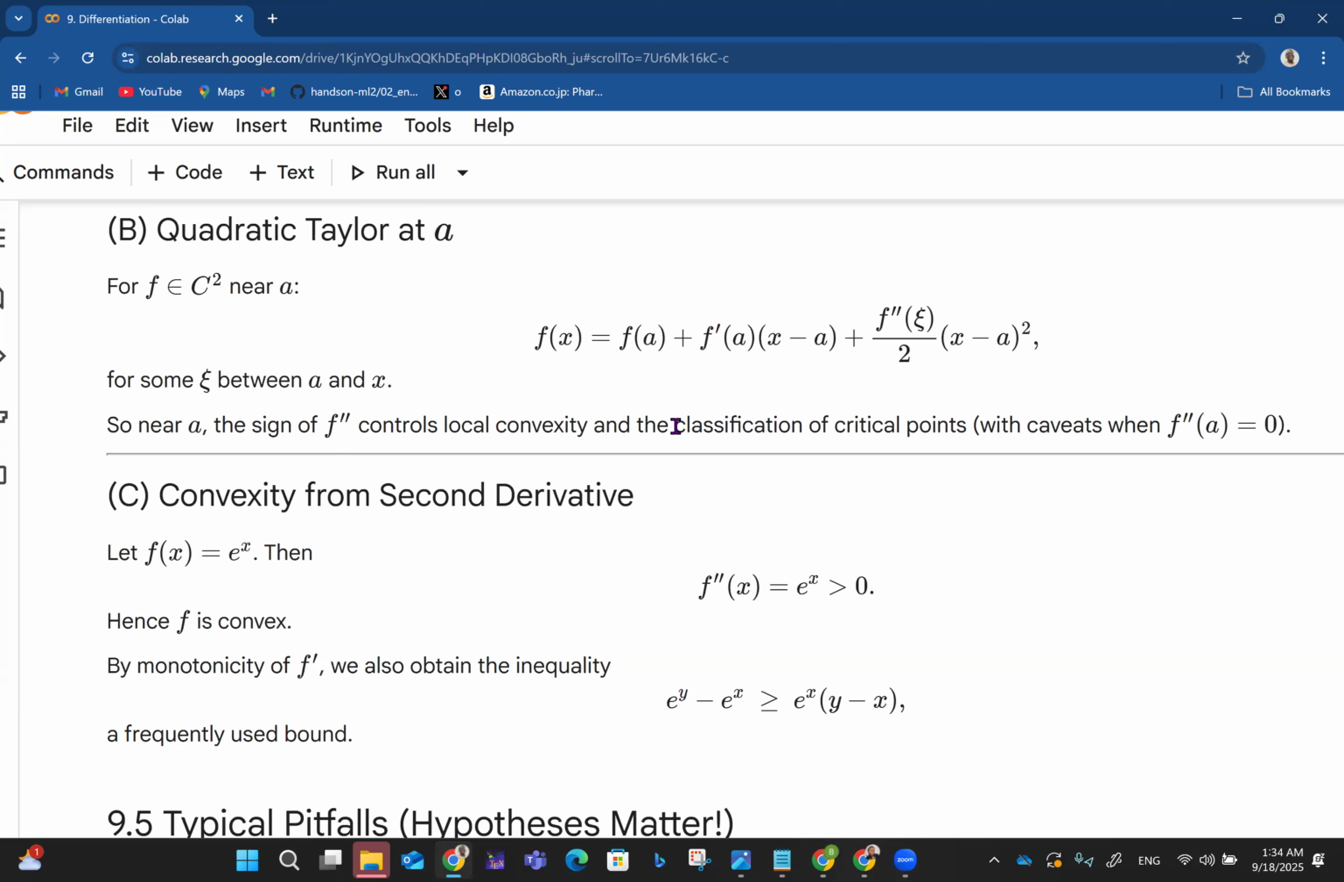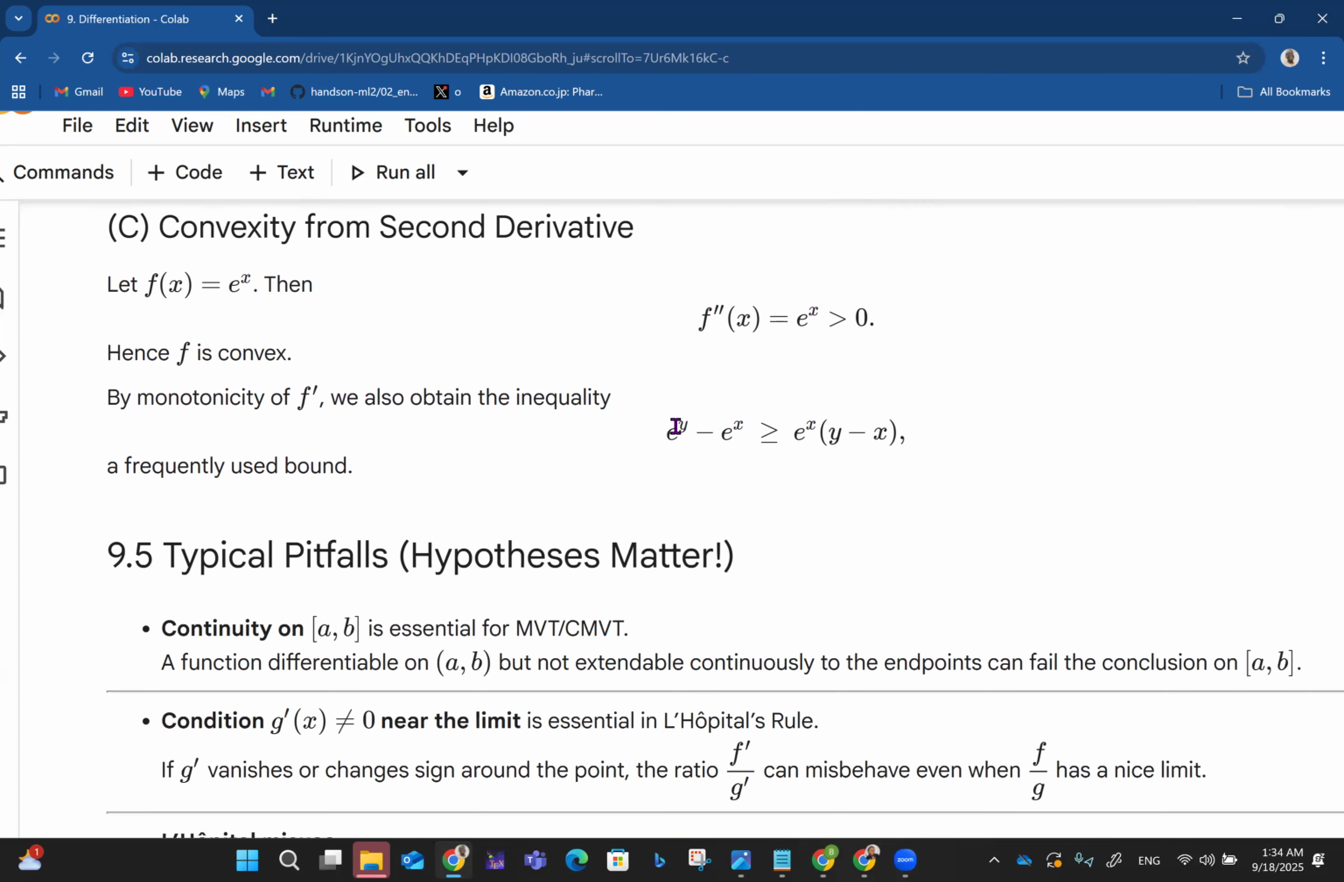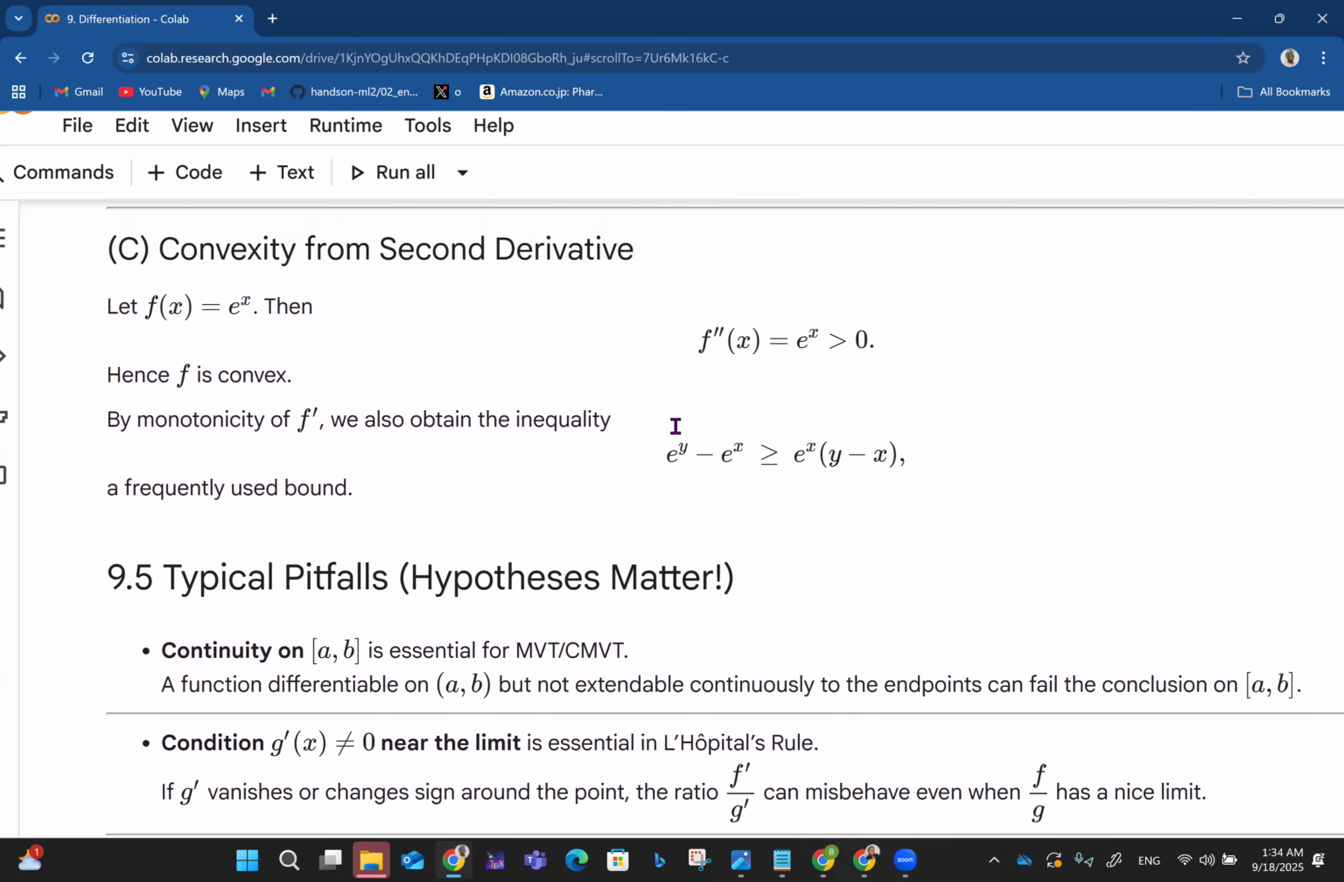Of course, when f double prime of a is 0, you are talking about what is it now? Maximum point, minimum point, and inflection point. Yeah, you're talking about inflection points in that situation. All right. Then we talk about convexity from the second derivative.